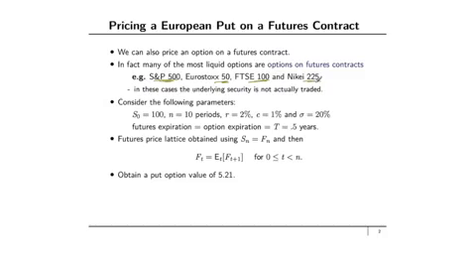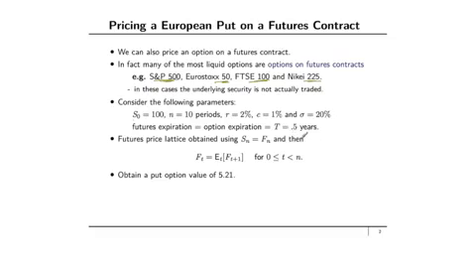So consider the following parameters. We're going to assume the initial stock price, or in this case the initial index price, is 100. We'll assume n equals 10 periods. We will assume a risk-free rate of 2%, a dividend yield of 1%, and a sigma of 20%. We're going to assume that the futures expiration and the option expiration coincide and are equal to 0.5 years. In practice, this is what typically happens.